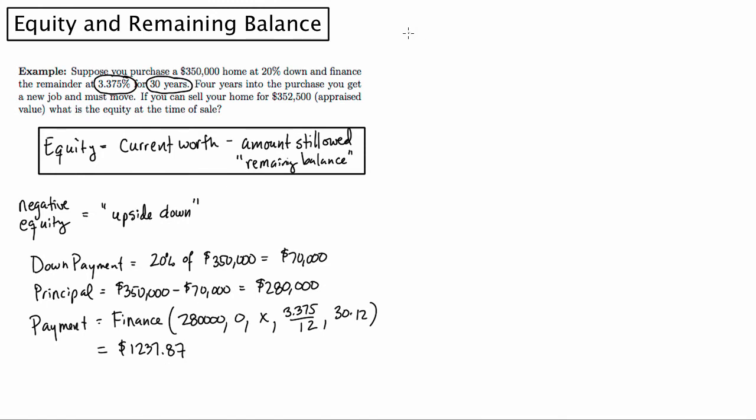Okay, now's the new stuff. I want to move 4 years into the purchase. So what I want to figure out is what is the balance remaining after 4 years.